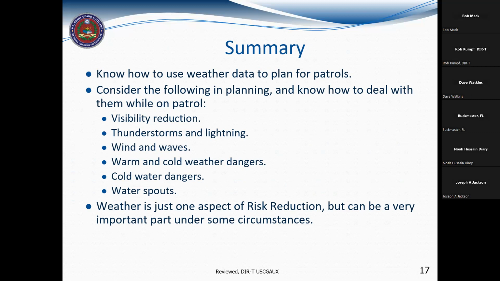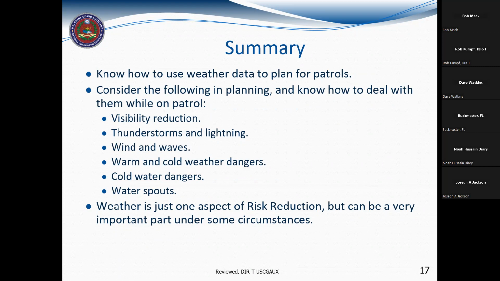What are we supposed to do there? Don't go out in thunderstorms and lightning. If you do get caught out there, turn off those electronics, stow your gear, make sure your crew's safe. Don't touch metal and don't be the tallest thing on your boat. So don't stand up top like Lieutenant Dan.